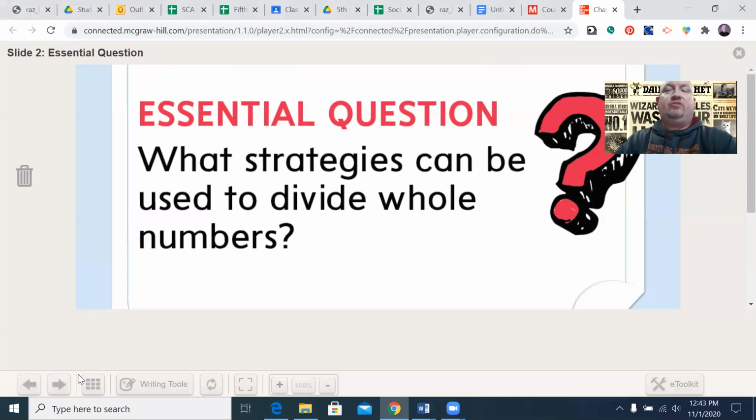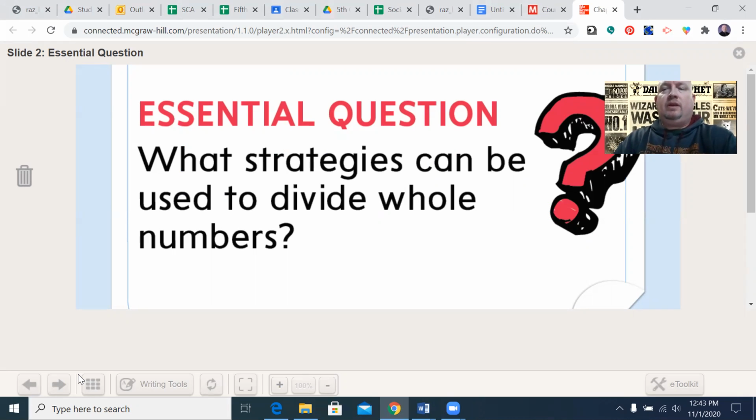Begin with the essential question of chapter 3. What strategies can be used to divide whole numbers? You have seen us use area models, you've seen us use estimation. There are a lot of different tools at our behest. We had partial quotients, we've had the standard algorithm.